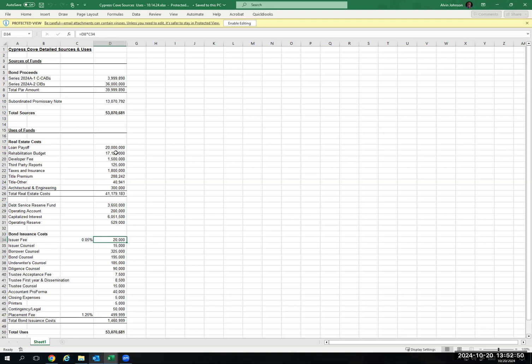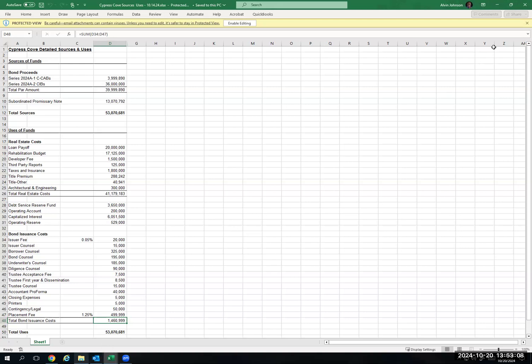Total issuance cost for these bonds, including all the attorneys and all, is $1.5 million. And this is a standard cost of issuance for any bond transaction. That's about what you're going to pay, period.